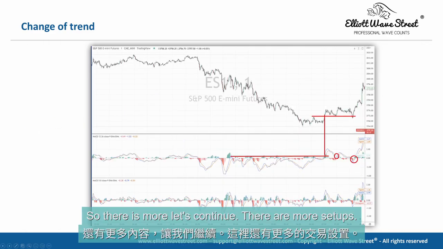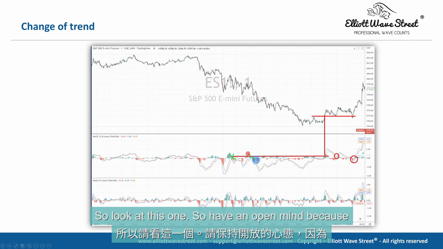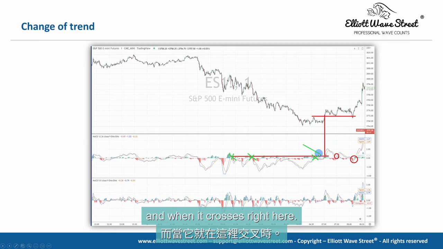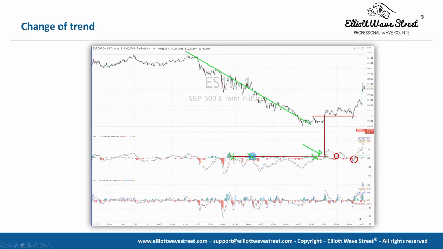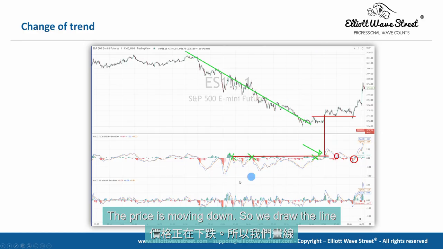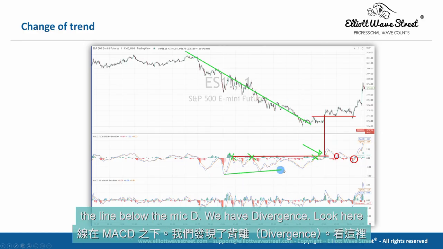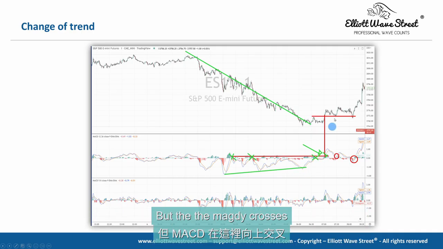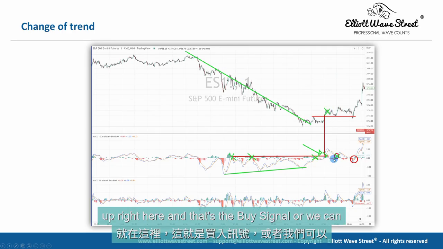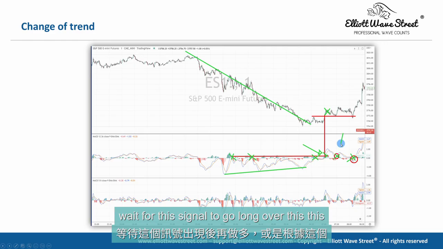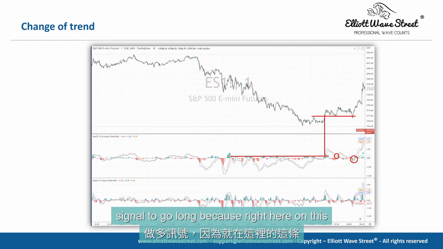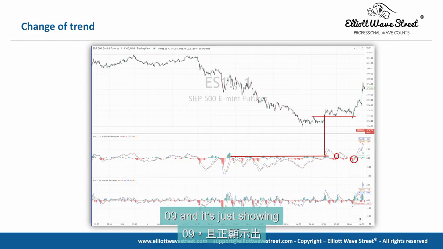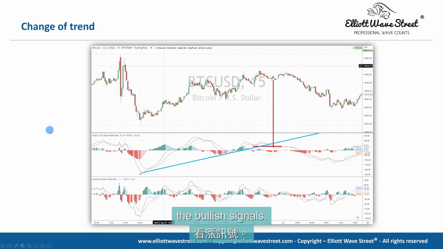So look at this one. Have an open mind, because here we can connect these points on the MACD, and this one with here as well. When it crosses right here, the price is moving down, so we draw the line above the MACD. If the price is moving up, we draw the line below the MACD. We have divergence. Look here, divergence and divergence. But the MACD crosses up right here, and that's the buy signal. Or we can wait for this signal to go long, or for this signal to go long, because in this area the MACD is above the 0 line and it's just showing bullish signals. So that one is really good as well.